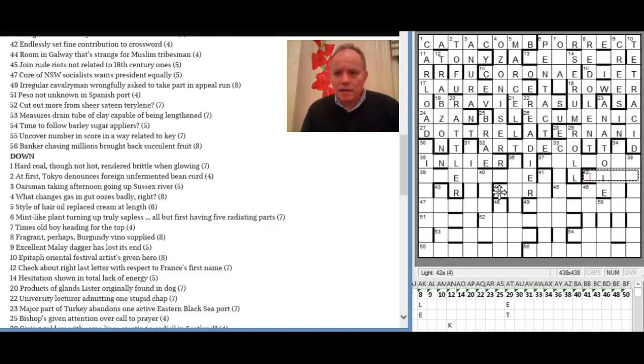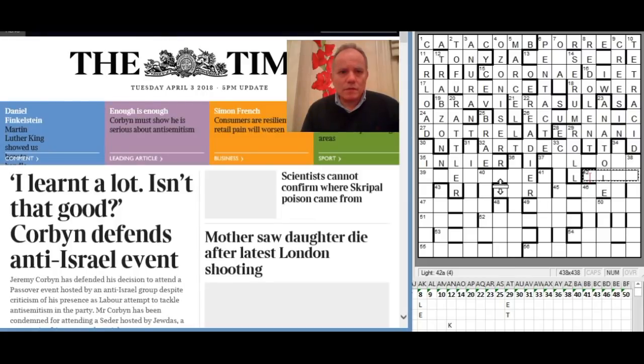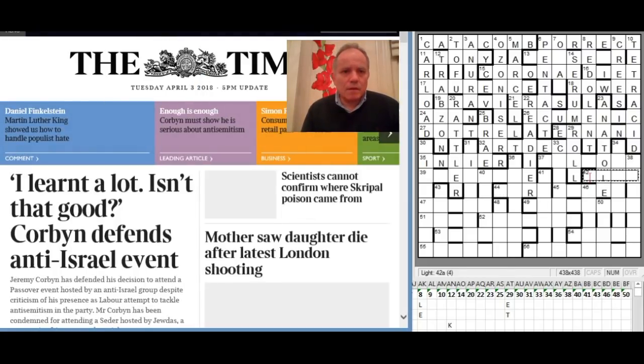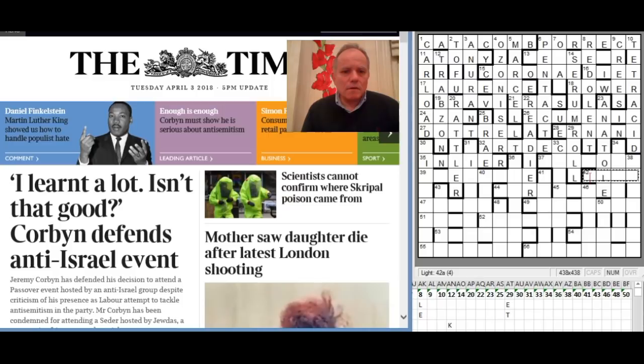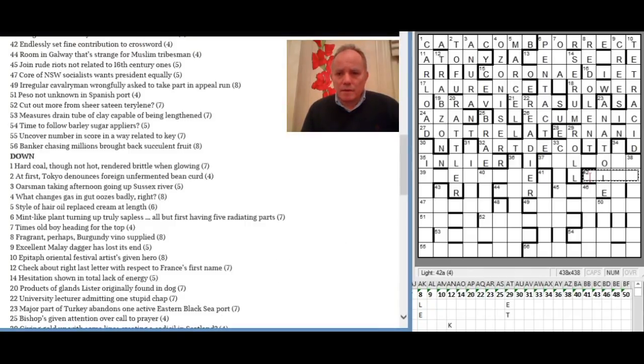Room in Galway that's... what's happened there? That's not good. Sorry, I've just jumped to the newspaper accidentally. Can I go back? Oh, come on. Yeah, it's coming back. Okay, there we go. Right, sorry about that.